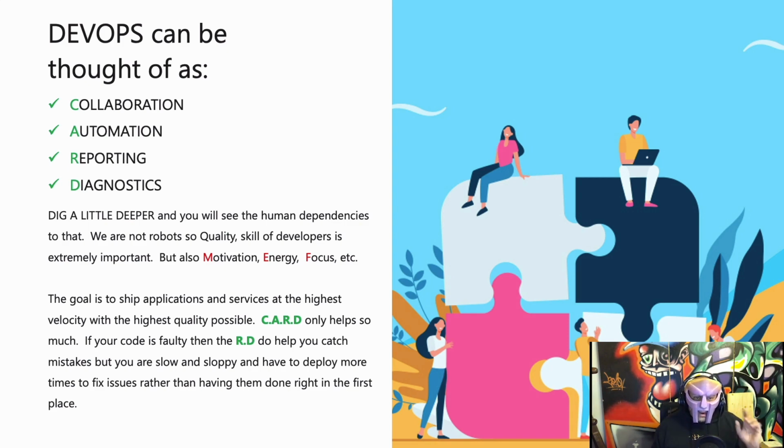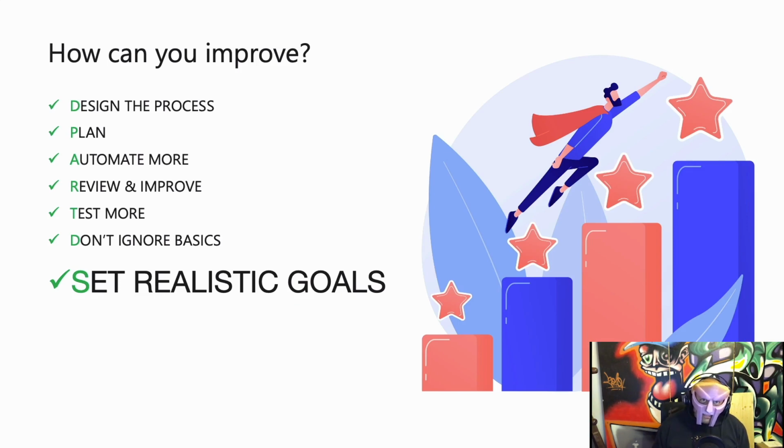So, how can you improve? How do you integrate and improve? So let's start off with designing the process. Either it's a new project or you're implementing DevOps tasks into an existing project. Design the process. You need to know what needs to be done, when, and how.